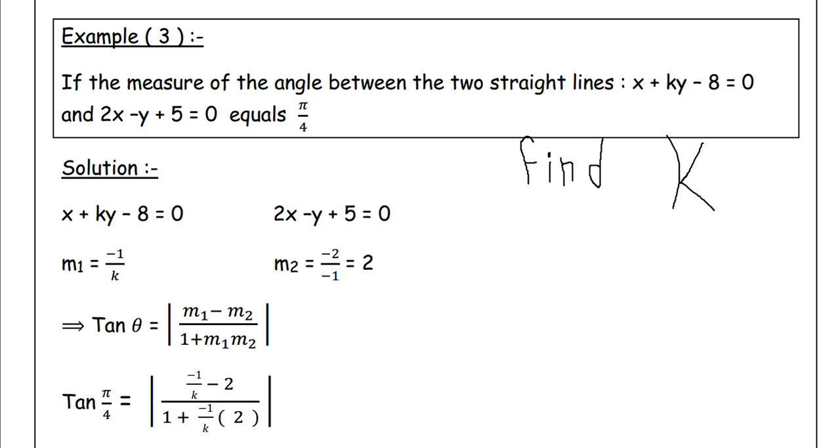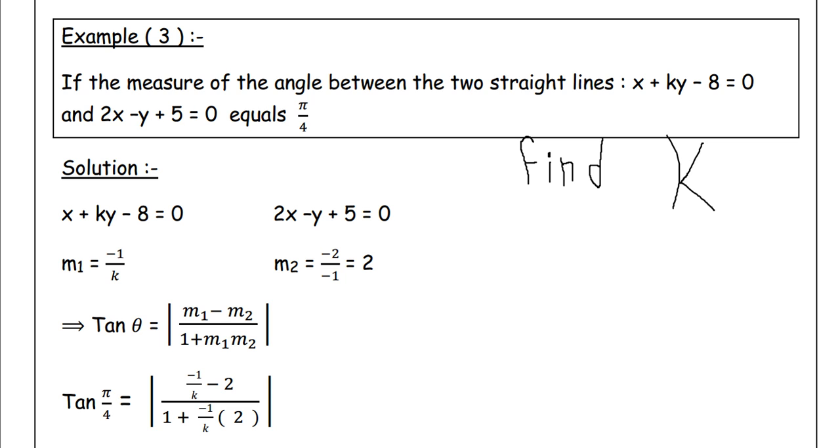So how can we get theta? First, tan theta. You have to know this rule. Tan theta equals the absolute value of m1 minus m2 over 1 plus m1 by m2. So to get tan theta, the absolute value of negative 1 over k minus 2 over 1 plus negative 1 over k by 2.